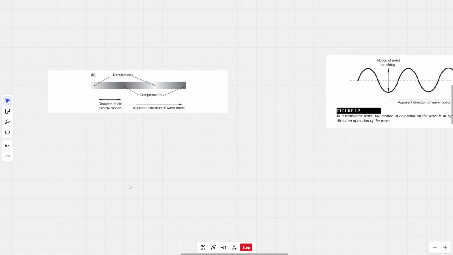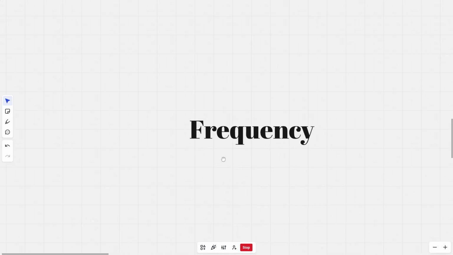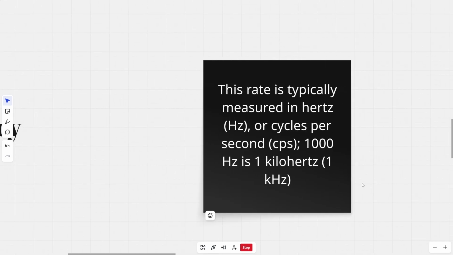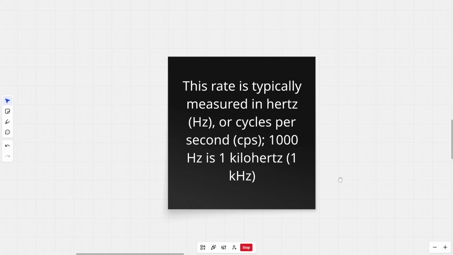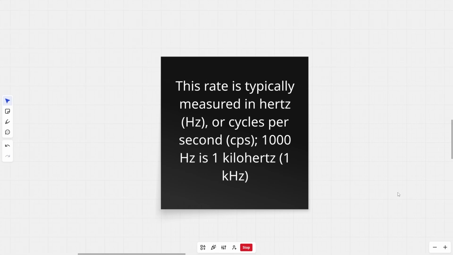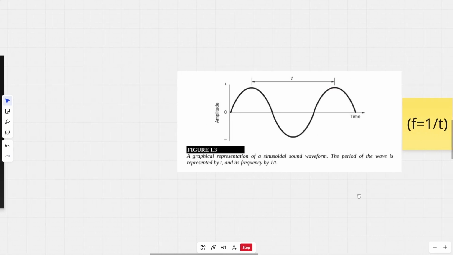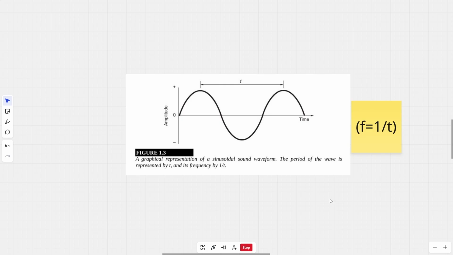The first characteristic we examine is frequency. Frequency is simply the rate at which the source object oscillates. This rate is typically measured in hertz, or cycles per second. 1000 hertz is 1 kilohertz. Frequency is the inverse of the time period between the wave's peaks or troughs. Therefore, the shorter the time between oscillations of the source, the higher the resultant frequency.